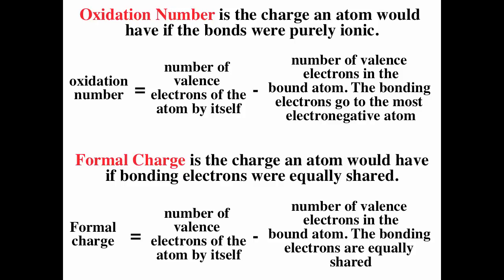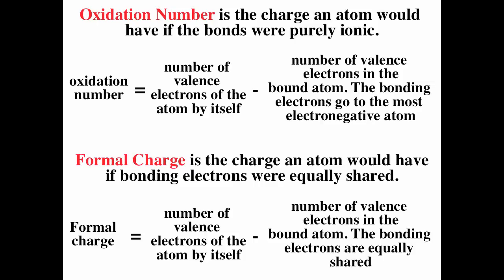Now the equation to determine oxidation number and the equation to determine formal charge are very similar. The first part is exactly the same: number of valence electrons of the atom by itself, minus, for oxidation number, number of valence electrons in the bound atom with the bonding electrons going to the most electronegative, because again, oxidation number is the charge if bonds were ionic. But for formal charge, it's the number of valence electrons in the bound atom with the bonding electrons equally shared, because the formal charge is the charge an atom would have if the bonding electrons were equally shared. And so they look very similar, but this last term here is a little bit different.